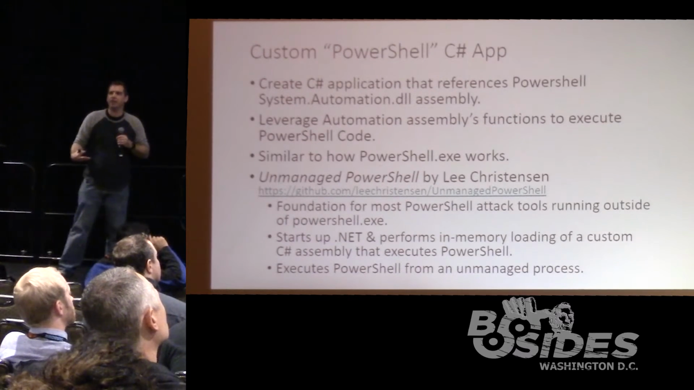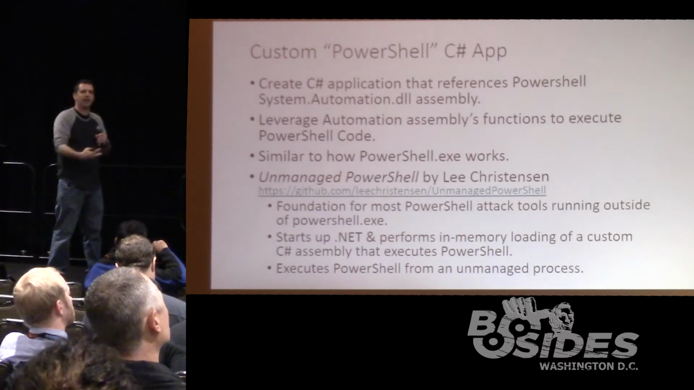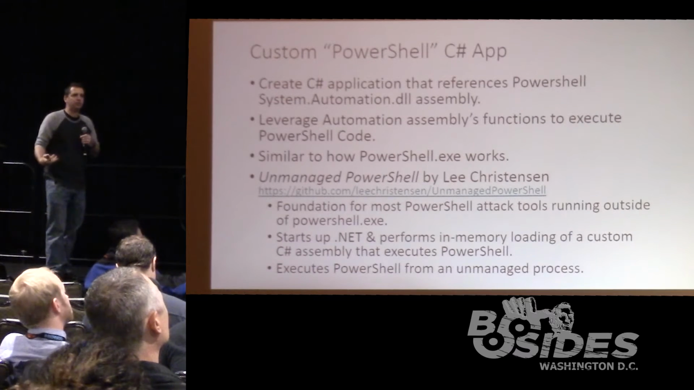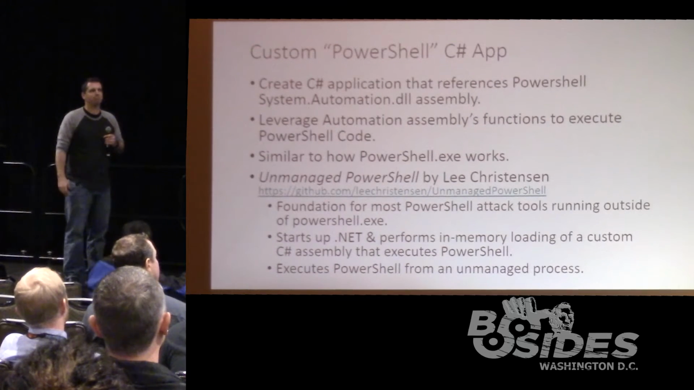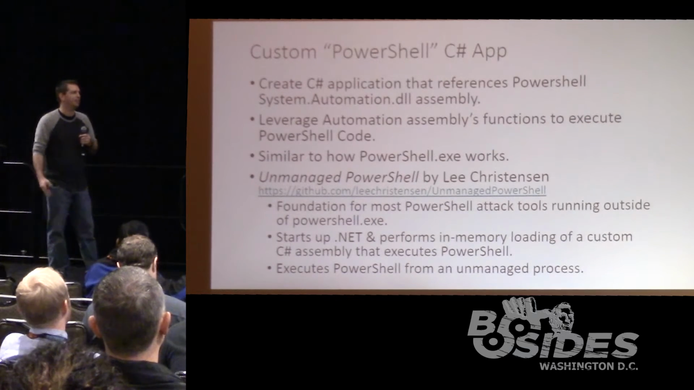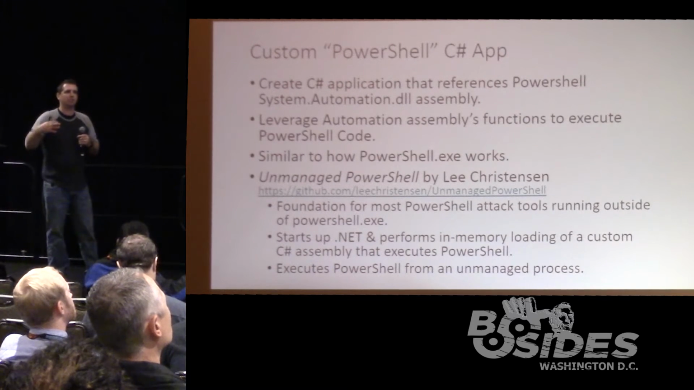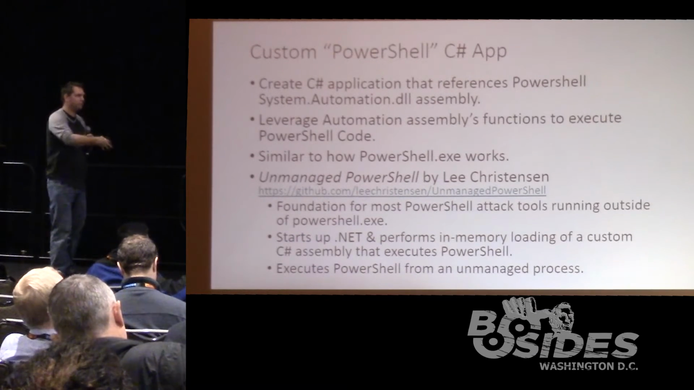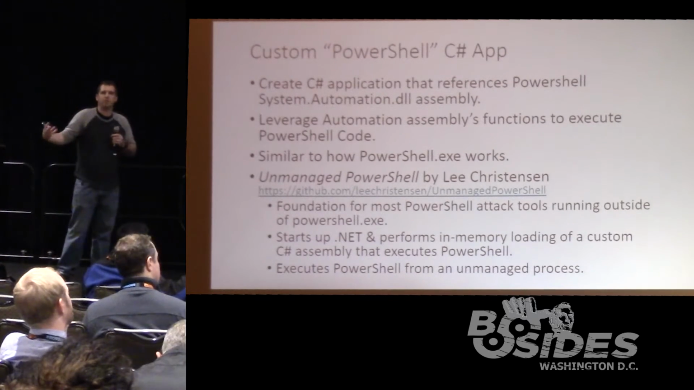So we can create a C# application that references this DLL. We can leverage that automation assembly's functions to execute the PowerShell code. And this is pretty much how PowerShell.exe works. So Lee Christensen, someone said, hey, this is how this works and we do it this way. And he goes, well, what about over here? And they said, no, that doesn't really work that way. And he's like, okay. And he went off for like a month and figured out how to do it. So he wrote Unmanaged PowerShell, which is the foundation for just about every attack tool that's out there that runs PowerShell code on a system without actually calling PowerShell.exe. How does it do this? It starts up .NET and performs in-memory loading of a custom C# assembly that executes that PowerShell and it runs it from an unmanaged process.